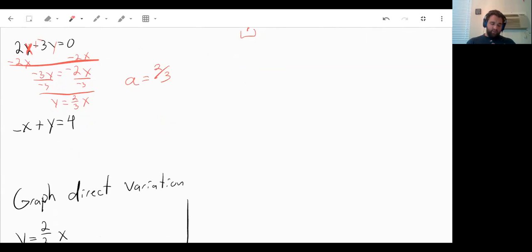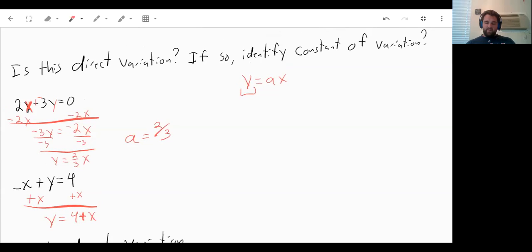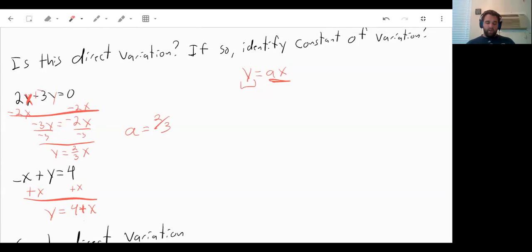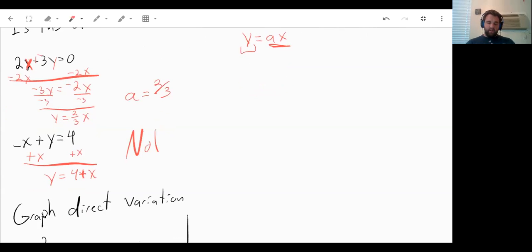Let's try this next one. Negative x plus y equals 4. Well, we need to get y by itself, so we'll add x to both sides, and we'll come out with y equals 4 plus x. Well, it's not 4 times x, and this specifically has to be multiplication, so that is not direct variation.